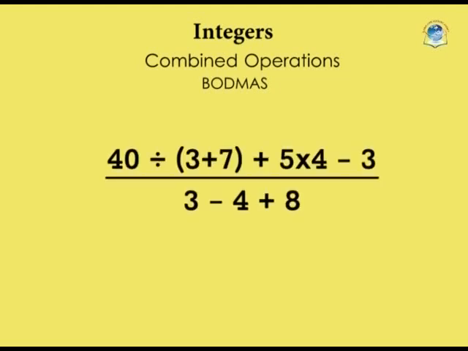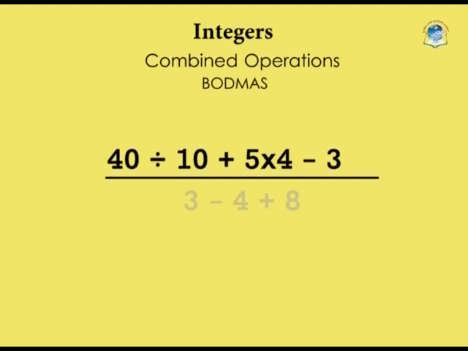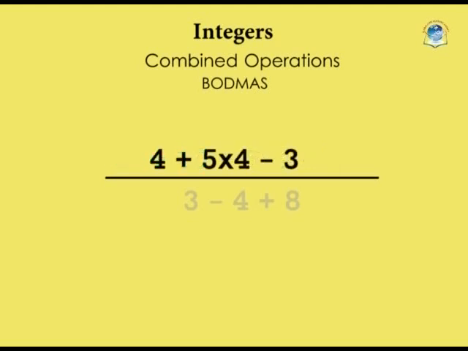40 divided by bracket 3 plus 7, plus 5 times 4 minus 3, everything over 3 minus 4 plus 8. We start with the numerator. In the numerator, we start with the brackets. 3 plus 7 will give us 10. And then we move to division. 40 divided by 10 is equal to 4.